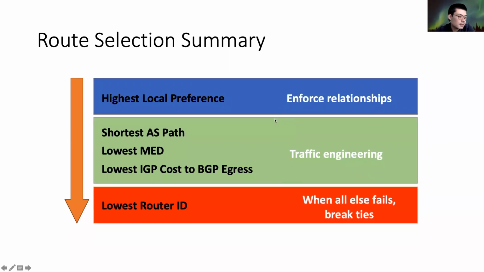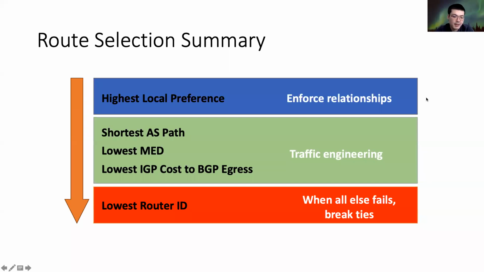So the last one is, if all these are the same, there's a tie basically, so you want to break the tie. Remember each router has an ID, so we can choose the lowest router ID. Anyway, you need to choose one particular route. You cannot flip. The preference of route is stable.